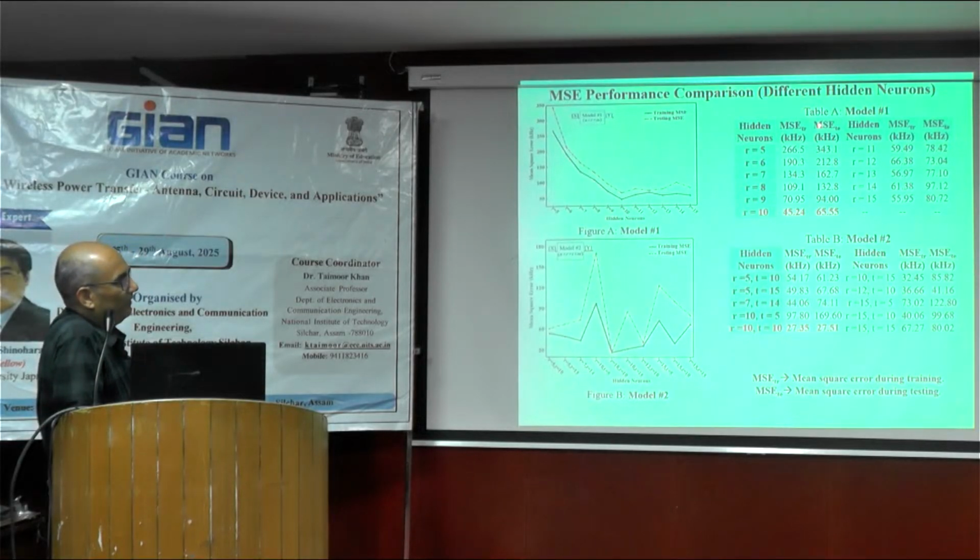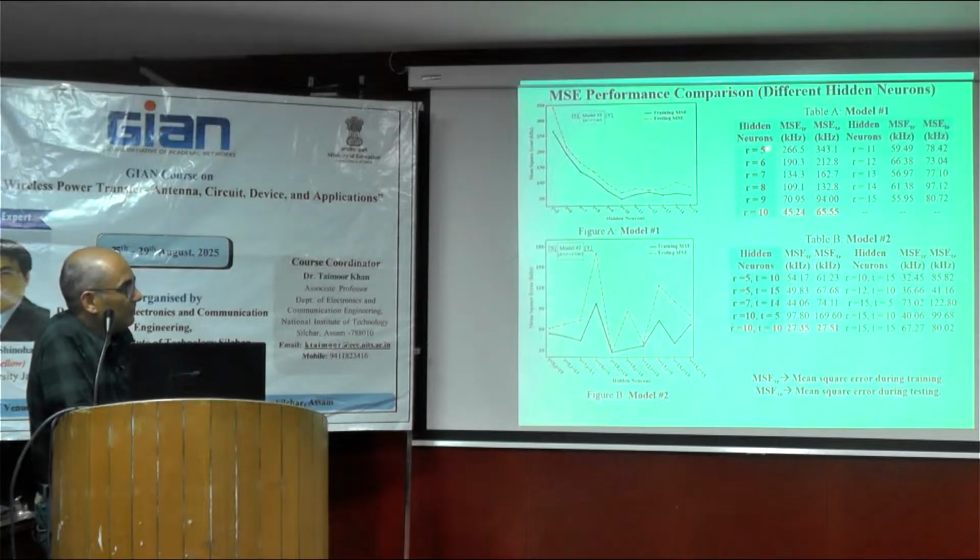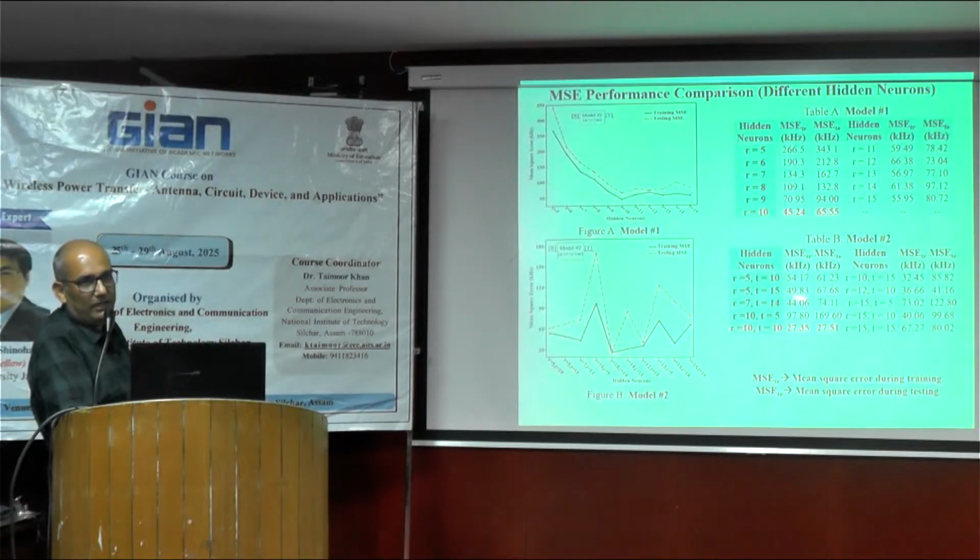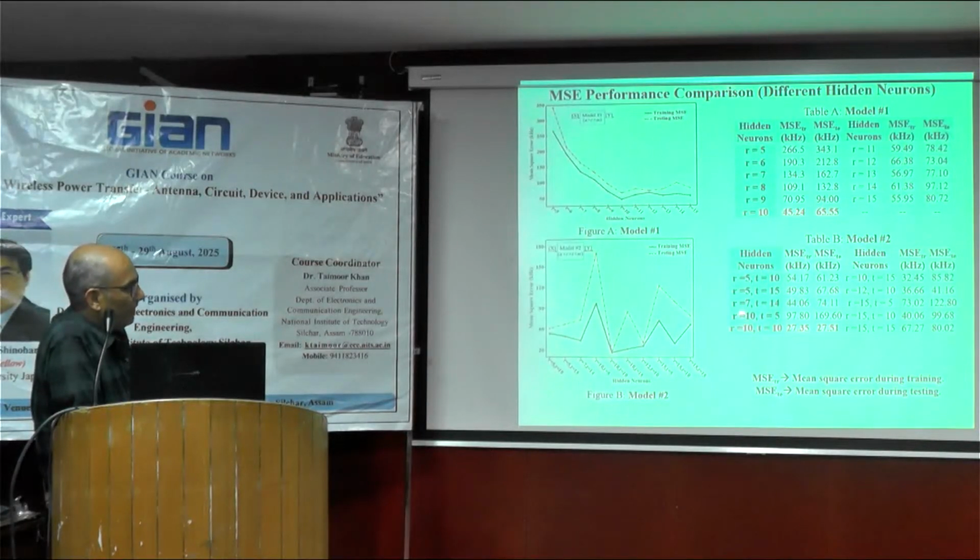For model 1, that means a single hidden layer, the number of neurons is 5, 6, 7, 8, 9, 10. Just see the errors during training: we are getting the least error at r equal to 10. When you consider 10 neurons in a single hidden layer, you get the least error. Then for model 2, r equal to 10, t equal to 10, that is the number of neurons in the first hidden layer as well as the second hidden layer, both are 10, to get the least possible error. Other combinations you can see, how much error we are getting that way.